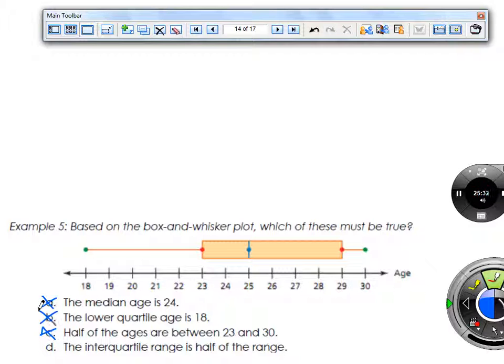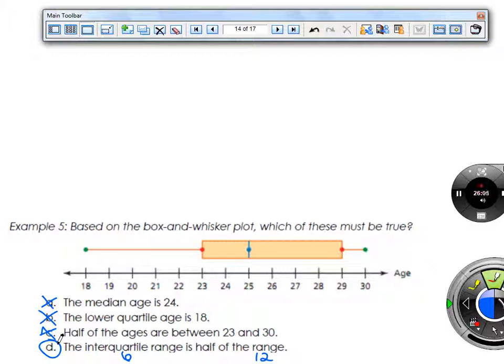So the lower quartile is happening at 23. All right, which means D must be true, and we could check that if we wanted. The interquartile range is from 23 to 29. So 29 minus 23 would give us 6. Okay, so this is 6. And the range of the problem completely is from 18 to 30. 30 minus 18 would be 12. So is it true that 6 is half of 12? Yeah, that works.